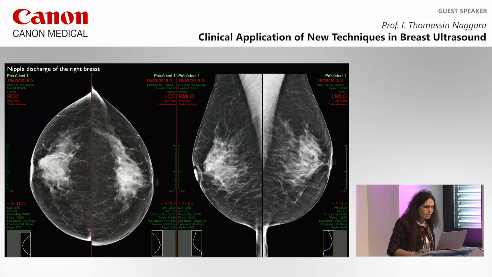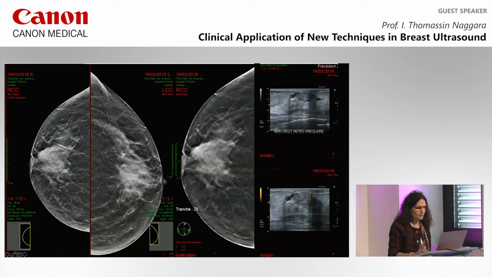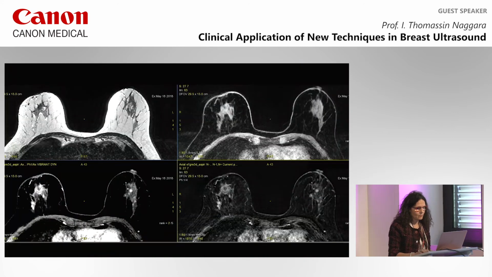Here, another example of nipple discharge on the right breast. If we look at the mammo, there is a mass in the retroareolar part of the right breast. If we look at the tomo, this lesion is well seen, and we have this lesion on the B-mode with some flow at the periphery of the lesion. And we performed MRI in this patient, so it confirmed the lesion on the right side, but this MRI also allowed us to detect another lesion on the left side.